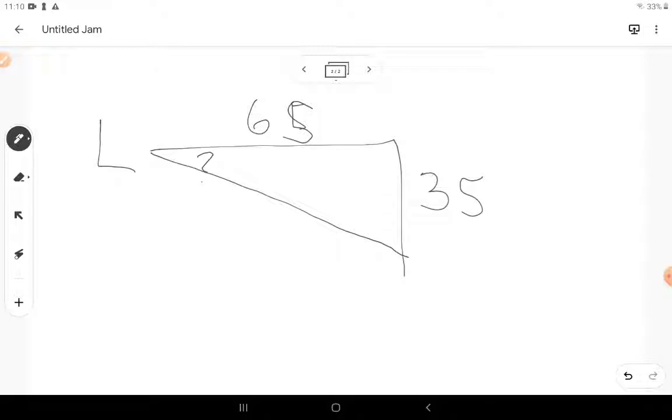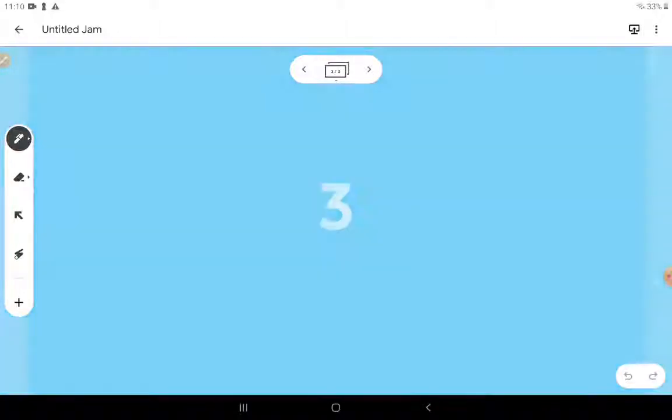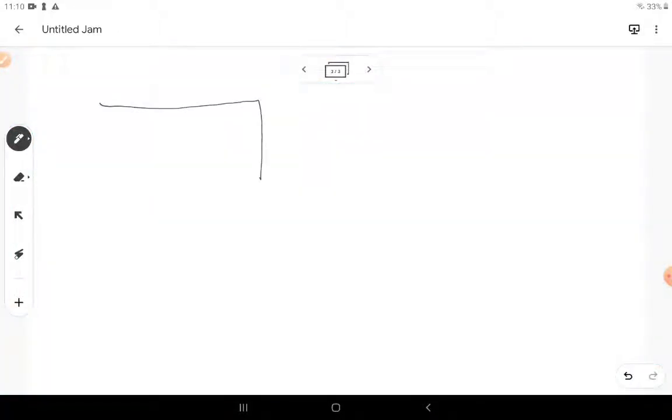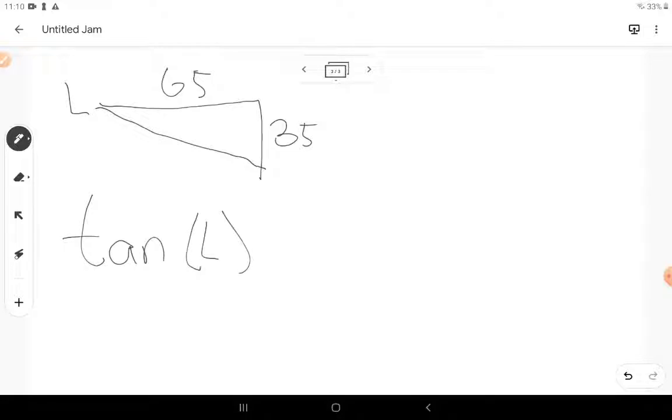If we watch the last video, the opposite and adjacent relates to the trig function tangent. Okay, so we can write, we have our triangle, angle L. This is 35 units and 65 units. We can write the tangent of angle L would be the opposite side of angle L, which is 35, divided by the adjacent side of angle L, which is 65.